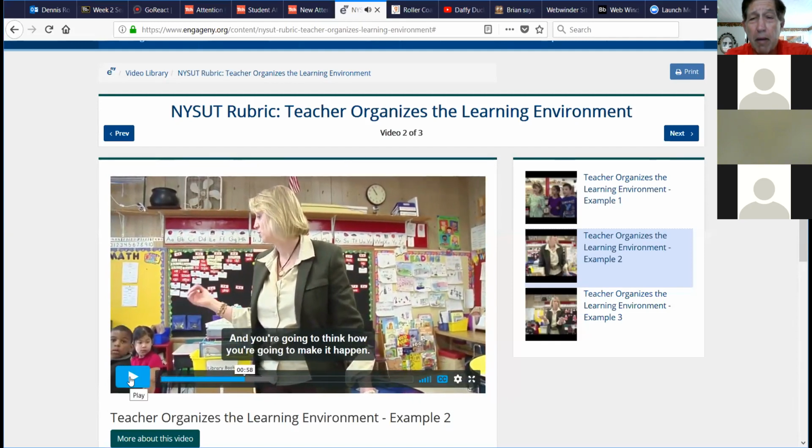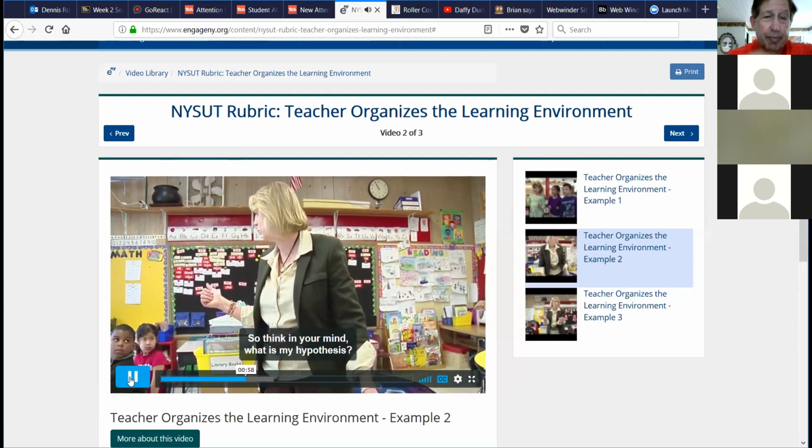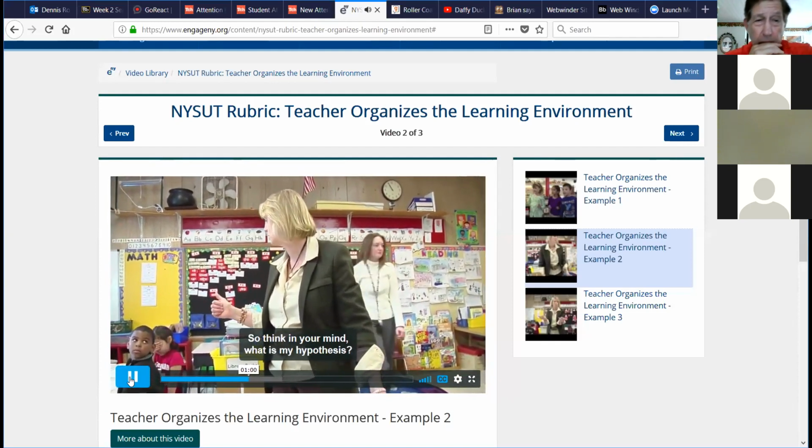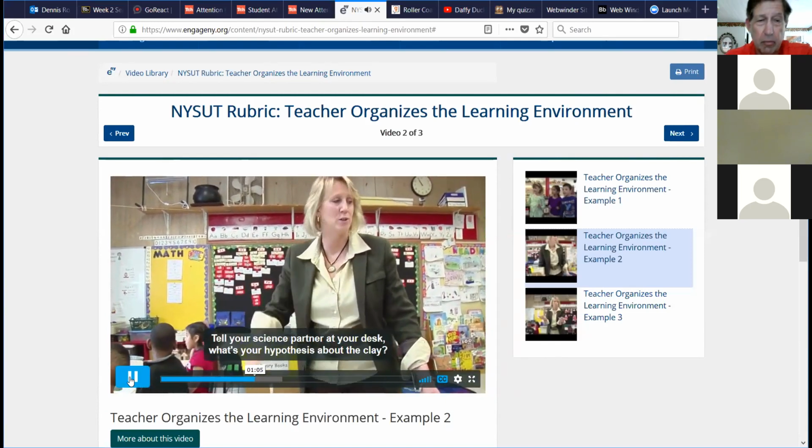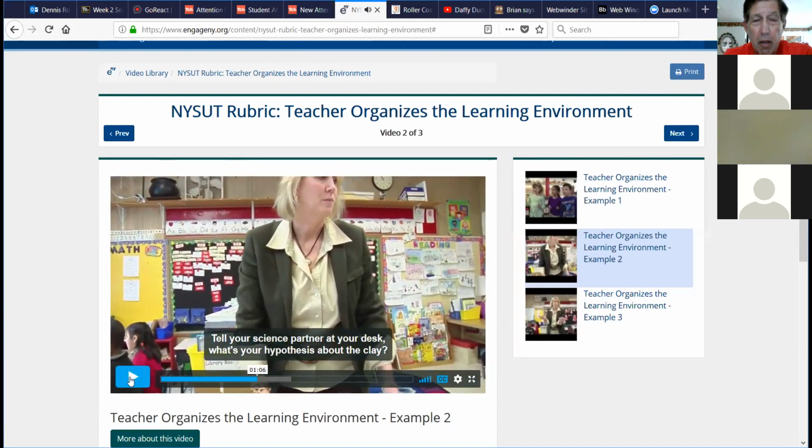Again, Doug Fisher was talking about using academic language. Look at all the great academic language she's using, and she's going to have the kids using that back to her. So think in your mind, what is my hypothesis? Tell your science partner at your desk, what's your hypothesis about the clay? Look at the gradual release framework here. She's now making this collaborative.